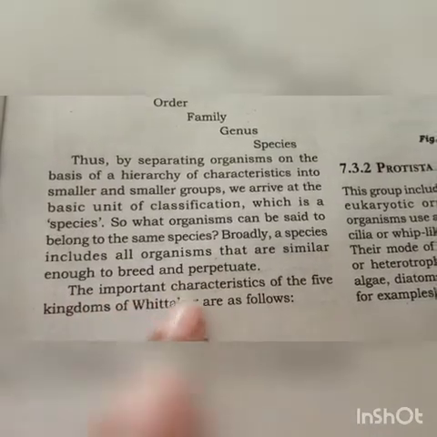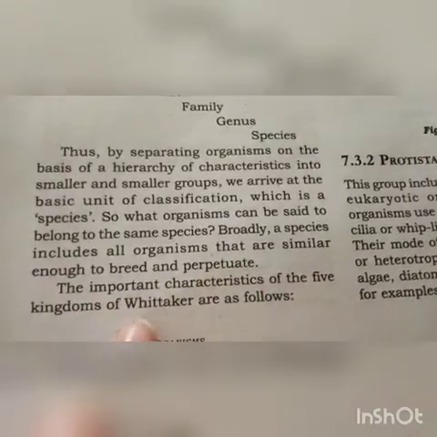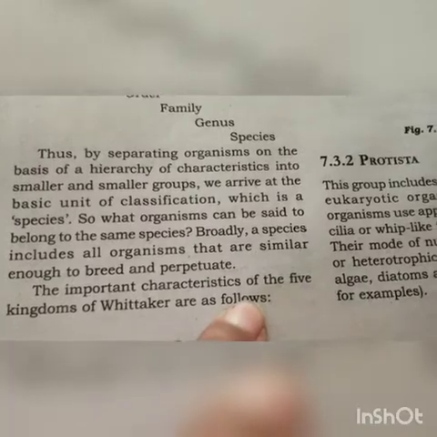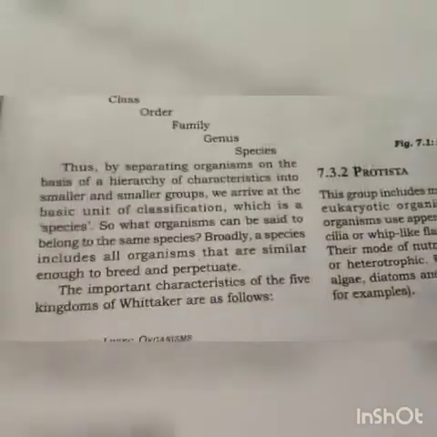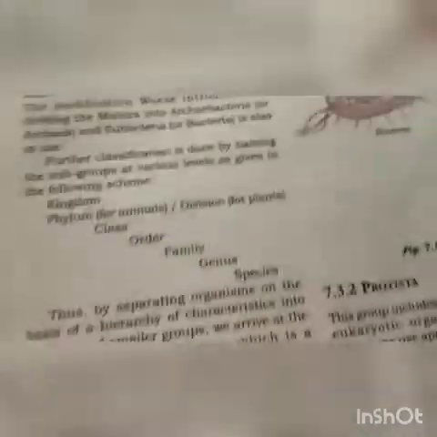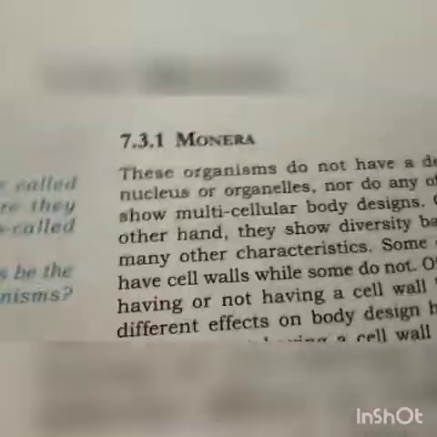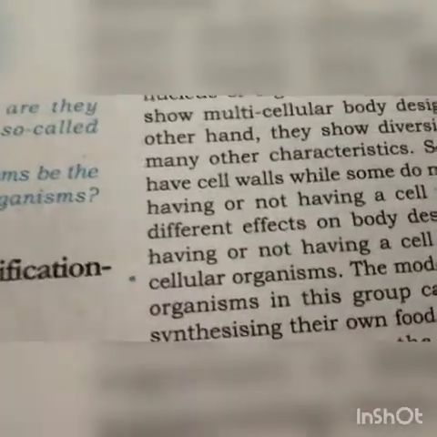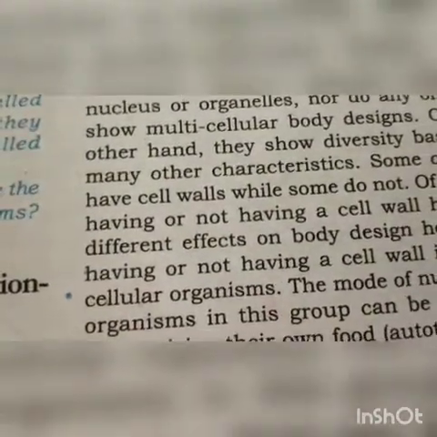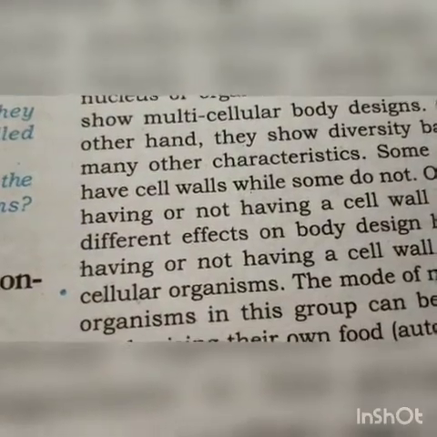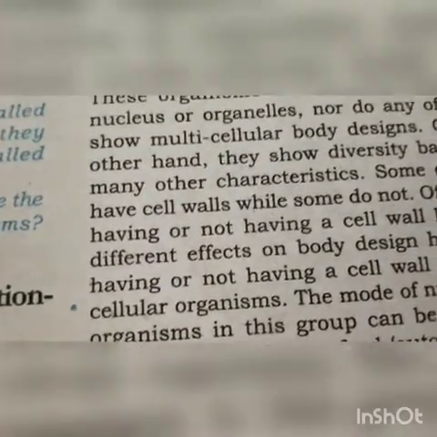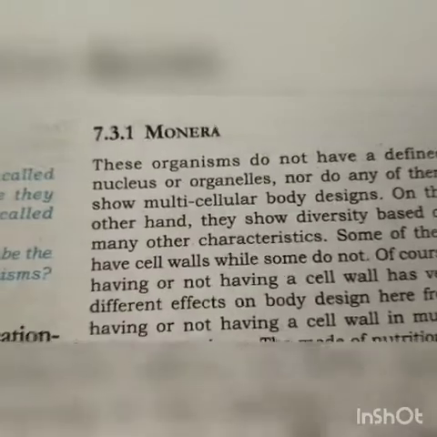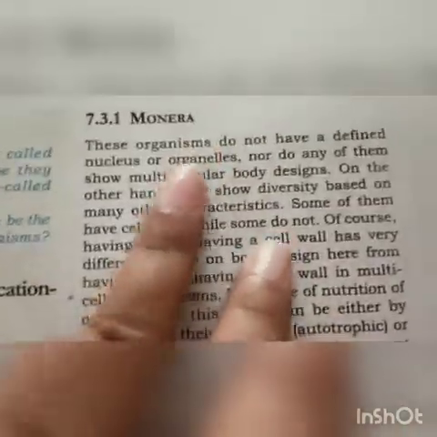The important characteristics of the five kingdoms of Whittaker are as follows. So here are given the important characteristics of the five kingdoms proposed by Whittaker. Okay, and these are as follows. First one is the Monera.